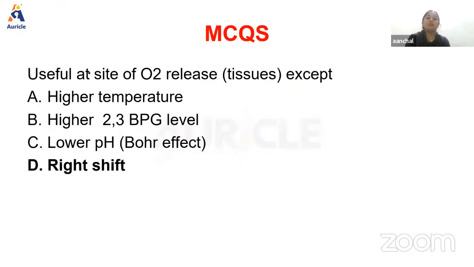Now, MCQ: useful at the site of O2 release in tissue, except higher temperature, higher 2,3 BPG level, lower pH, under Bohr effect or right shift. 10 seconds I'm giving you. Yes, the answer is right shift.